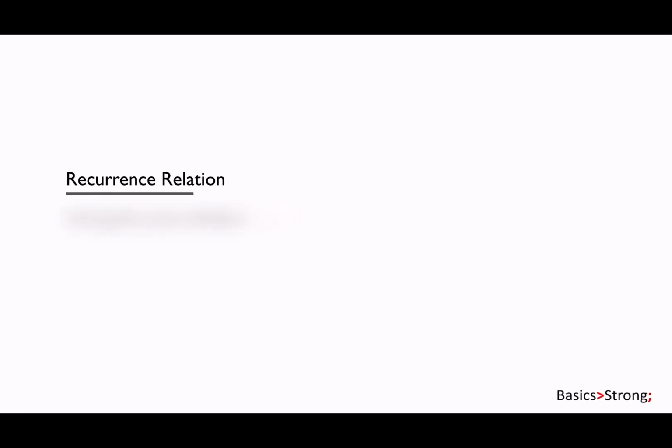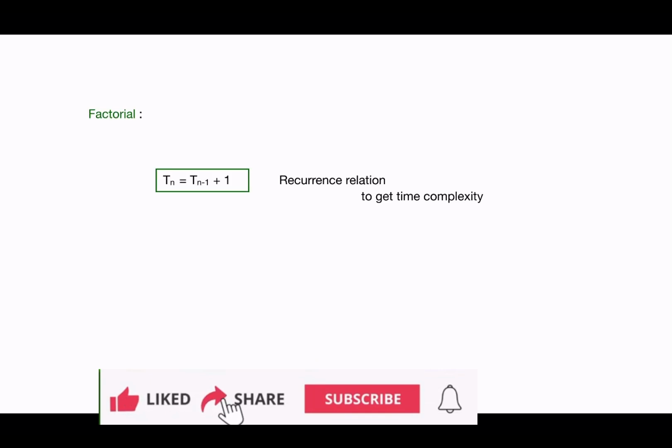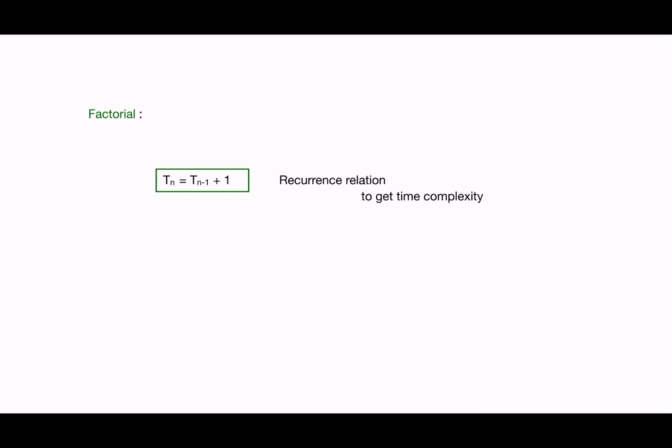In this lecture, let's see how we can solve the recurrence relation to get the time complexity. So this is the time consumed to calculate the nth factorial by an algorithm, which is T(n), and it is equal to T(n-1) + 1. So this is the recurrence relation we are having.